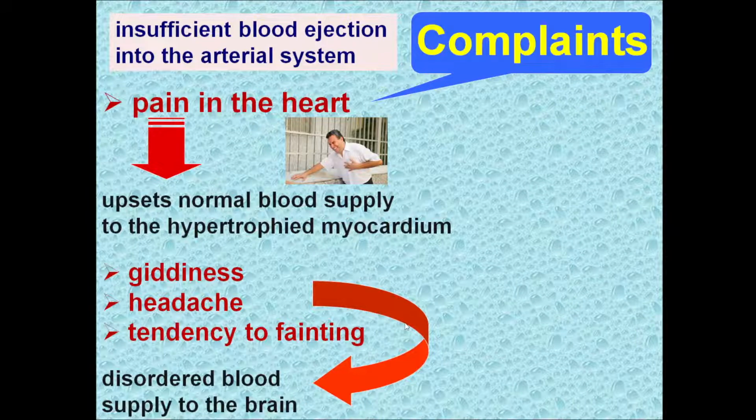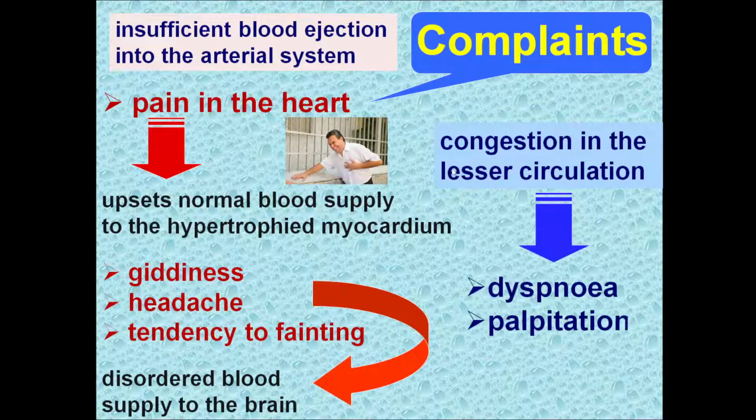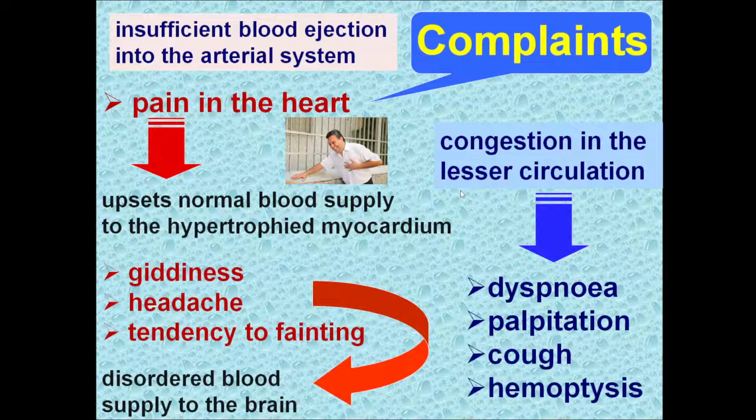And then there will be signs which appear due to congestion of blood and lack of circulation: dyspnea, palpitation, then cough, and hemoptysis, depending on the progression of the disease. Two groups of complaints: first of all, those due to insufficient blood ejection into the arterial system, and others due to congestion of blood in the lesser circulation.